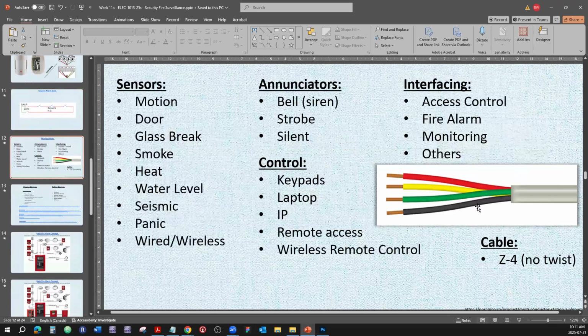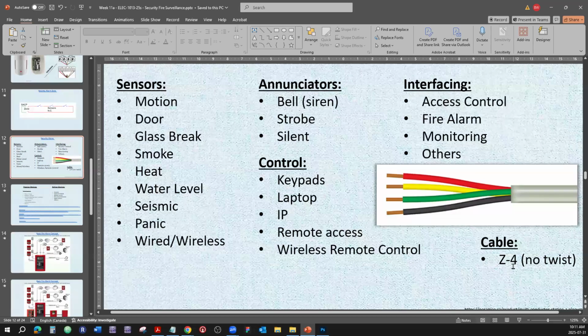As far as the cabling, we use Z wires. It's a Z type of wire, straight wire, no twist. We don't want twist in it, because twist acts as a coil, as an inductor. And if the wire is long enough, if you open and close the door really fast, the signal might not get through to the zone terminal. So we want untwisted wire.